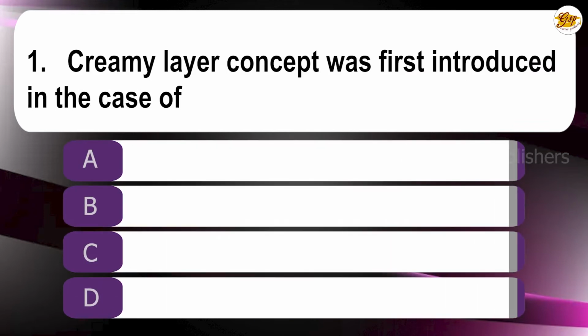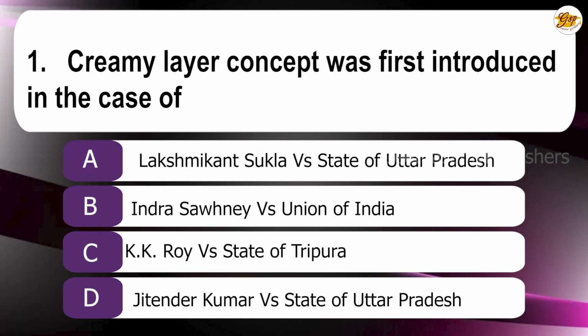First question. Creamy layer concept was first introduced in the case of A. Lakshmikant Shukla versus State of Uttar Pradesh, B. Indira Sahni versus Union of India, C. K.K. Roy versus State of Tripura, D. Jitendra Kumar versus State of Uttar Pradesh. The correct answer is B. Indira Sahni versus Union of India.